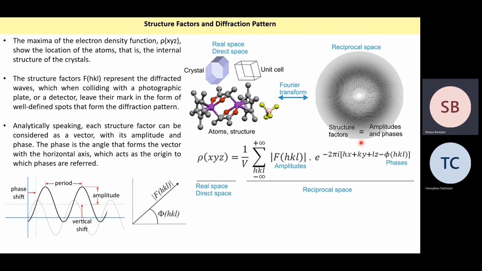Basically, how this works is that from the diffraction pattern, you know the intensity of the spots, and intensity is basically amplitude squared. So from intensity, you can get the amplitude. But finding the phase is a problem. This is something we will discuss in the subsequent slides. But once you find the phase, you can integrate it over all the spots and divide by the volume of the unit cell to get the electron density. And once you have the electron density, you can have an idea about the atomic structure within the crystal.